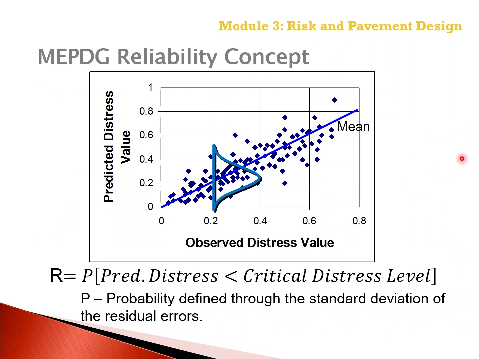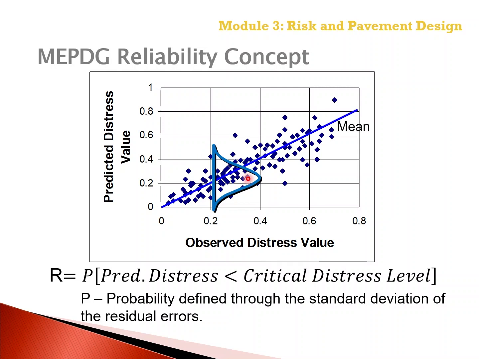So remember the reliability equation from a previous slide in this module and from section 7.2 in the Manual of Practice. As shown in this slide, reliability equals the probability the predicted distress is less than our critical distress level, or our critical design criteria or threshold value, whichever term is used. So the probability is defined through the standard deviations of the residual.